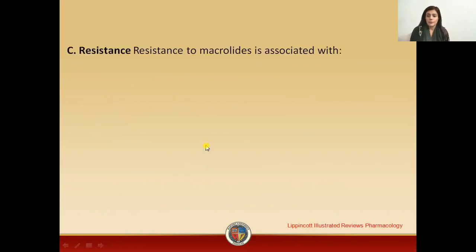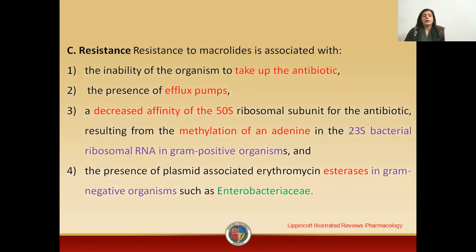Now, coming towards the resistance, there are different modes of resistance that have been reported in this drug. The first one is the decreased ability of the bacteria to take up the antibiotic, that is, the inability of the organism to take the antibiotic or the decreased permeability of the drug towards the bacteria. Second one is the presence of efflux pumps. The pumps will efflux or throw out the drug from the bacteria.